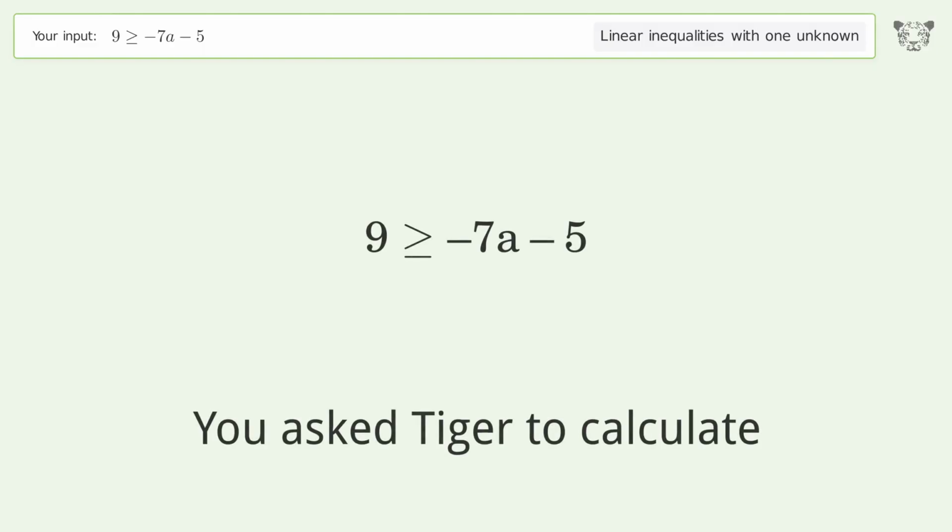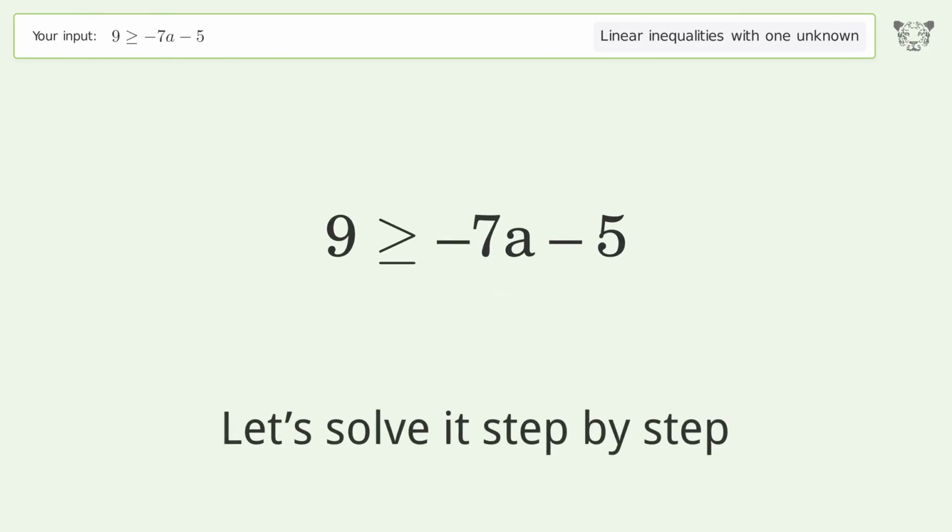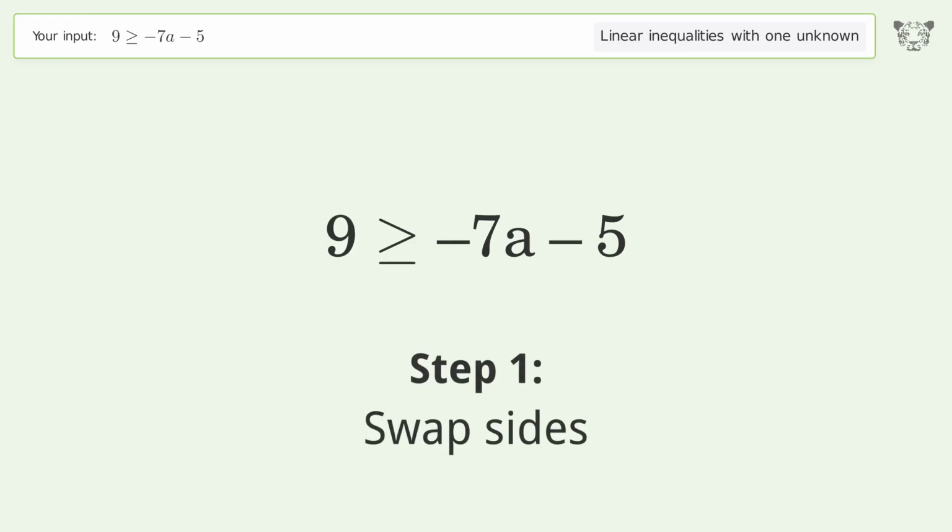You ask Tiger to calculate. This deals with linear inequalities with one unknown. The final result is a equal or greater than -2. Let's solve it step by step. Swap sides.